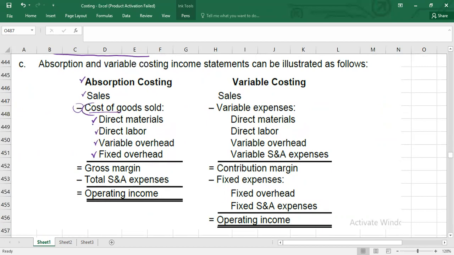From the sale, if you subtract cost of goods sold, this is called your gross margin. And from there, you have to subtract total selling and administration expense, either variable or fixed. I'm using the words variable plus fixed, all. So this is going to be your operating income.